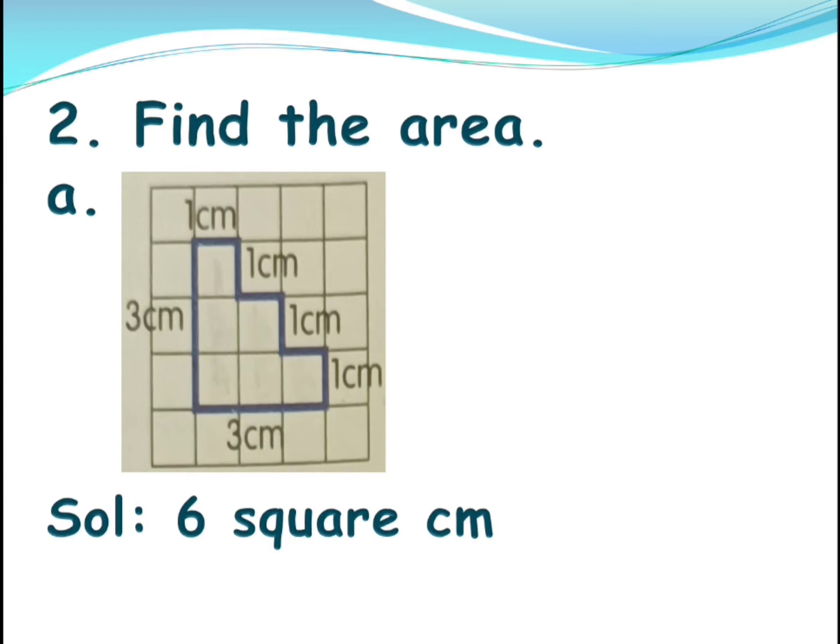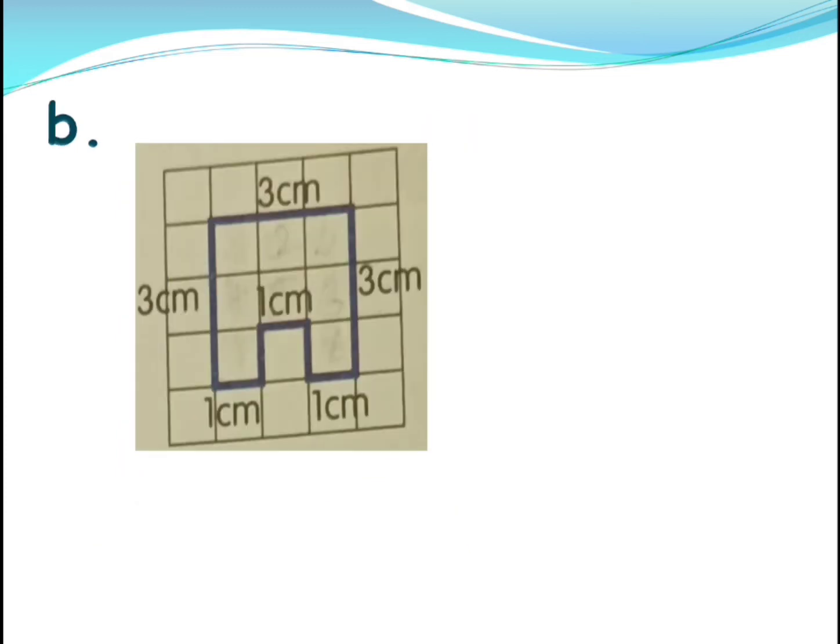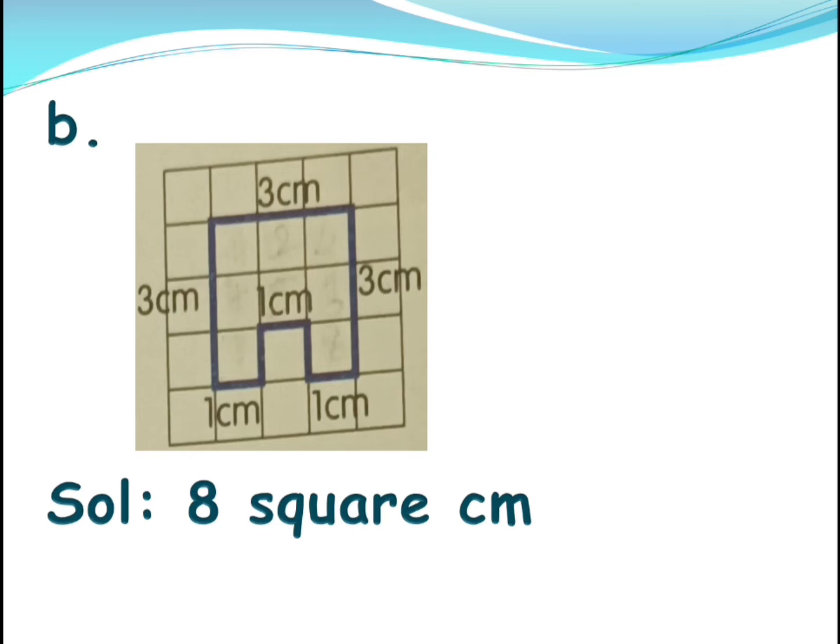Okay, let's see the next one. So this is also placed on the square grid. Count all the squares which are full. Okay, 1, 2, 3, 4, 5, 6, 7, 8. 8 squares you have. That means 8 square centimeters. Okay, we are not mentioning square because we have kept the shape on the square grid, but the unit of the area is square units, square centimeters or square meters or square kilometers. Okay, children, don't get confused.